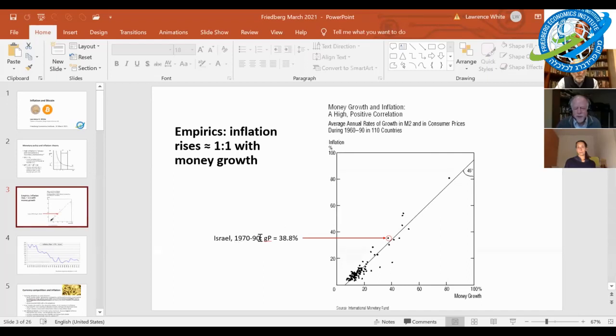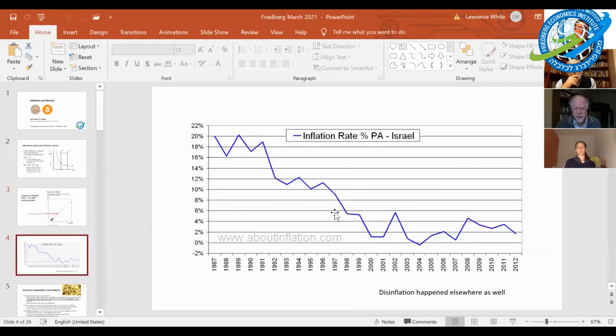Between 50 years ago and 30 years ago, Israel was a high inflation economy. You can see where it is relative to the cluster of other points. That improved through the 1990s and 2000s. The inflation rate came down through the central bank learning to better control the growth of the money supply. And it wasn't just in Israel this was happening. Although other countries had only double-digit inflation instead of 40% inflation, other countries were also disinflating as central banks learned better how to control the quantity of money.